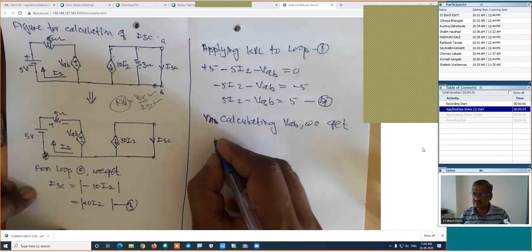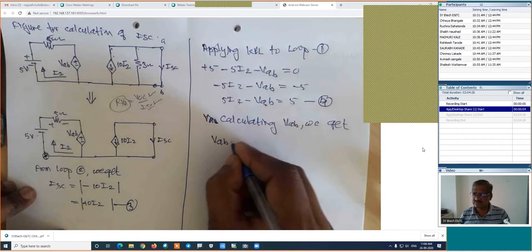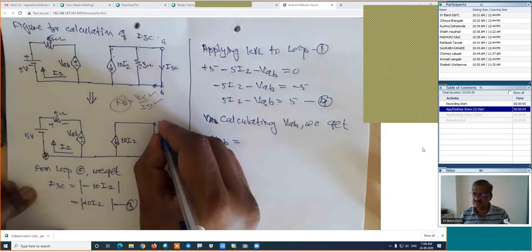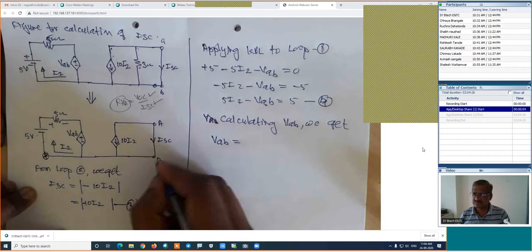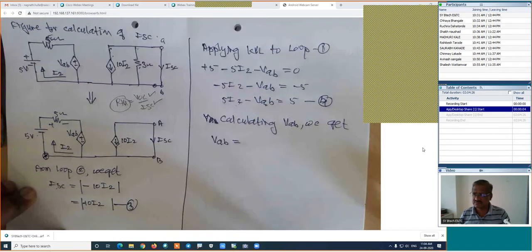Now find the VAB. Where is the VAB? This is A and this is B point. How much is the VAB? Can anyone answer? Yes, Chaya.